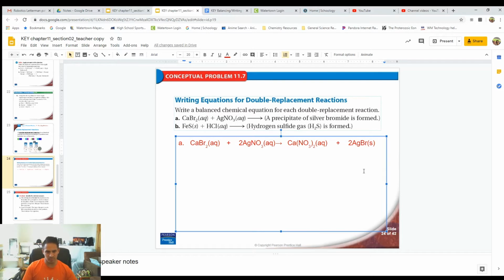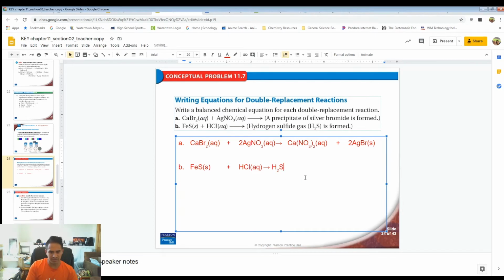Let's do the second one a little bit quicker here. So this one we have FeS, which is a solid, reacting with HCl, which is aqueous. And it says hydrogen sulfide gas is formed. All right, so there's going to be double replacement. The S and the Cl are going to switch, or the Fe and the H are going to switch. So we'll have H2S as one product because it says so in the directions here. And then we'll have Fe bonded with chlorine.